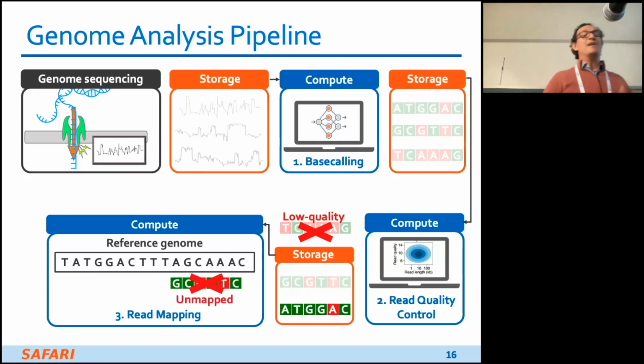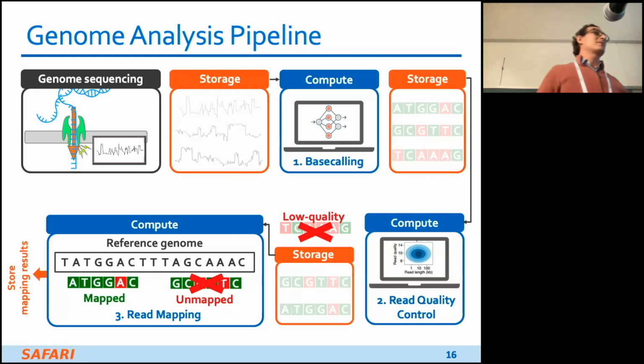And then you do the read mapping. Some reads will not map because of errors in the machine, because of variations in the genomes, etc. Then you need to store the remaining parts. And then there's more analysis on top of this for high-level questions. So you can see that storage is involved in many places. We want to eliminate that storage by integrating things as much as possible.